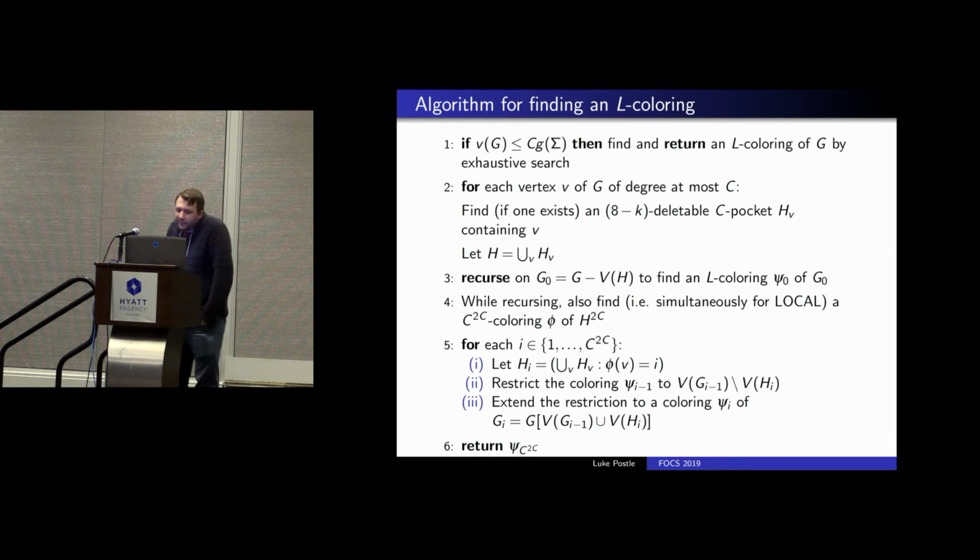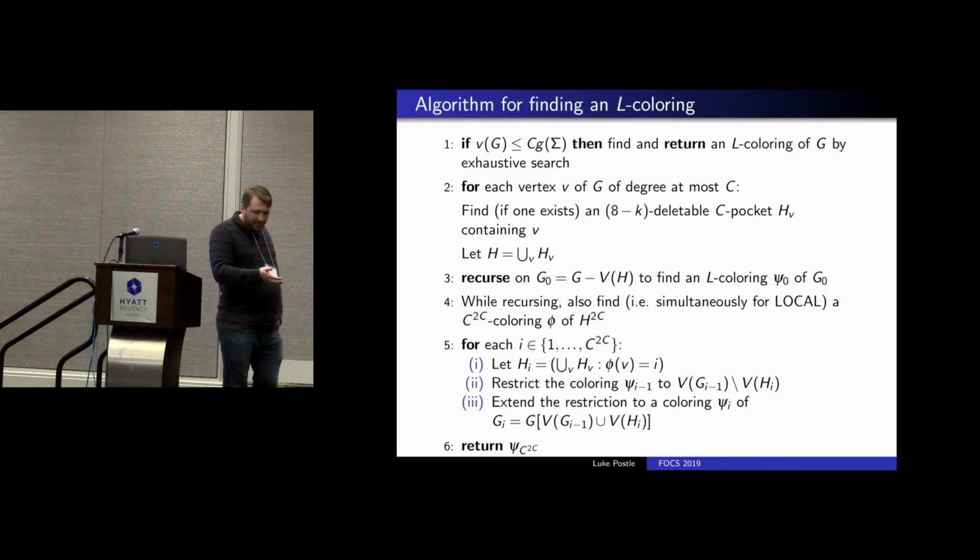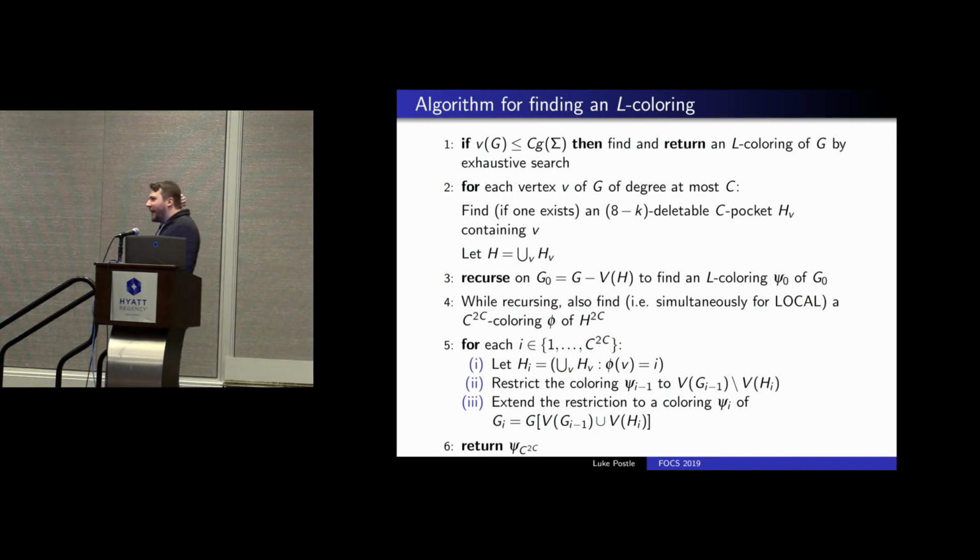If your graph is small, you just brute force determine whether there's a coloring or not. And if there's not, return your critical subgraph. Step 2, you take all of the vertices of bounded degree, and you see if they're in pockets. You take them all together, and you delete them. And you find a coloring recursively. And now we want to extend back. Unfortunately, if I'd just taken a wallet of deletable pockets, which you could do in normal computational complexity, then it would be easy. I would just extend.